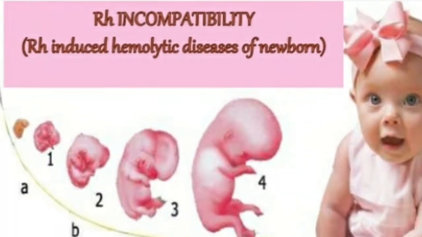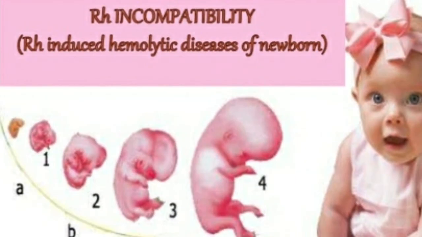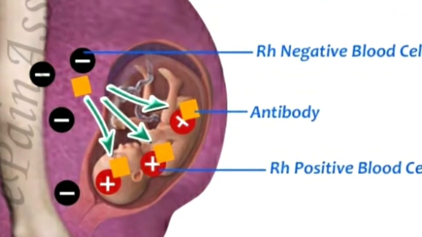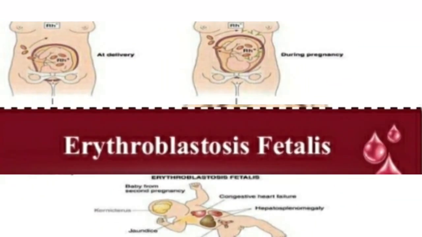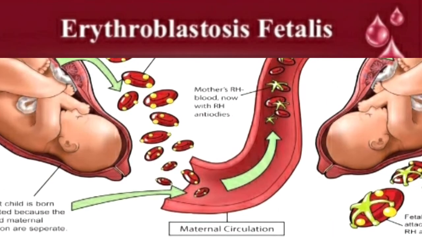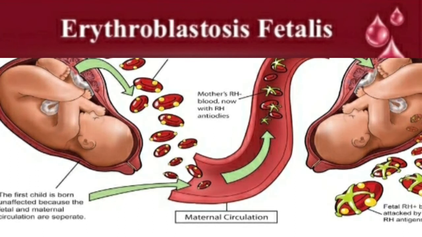This Rh factor leads to a disease in the fetus and newborn. We call it hemolytic disease, which is characterized by abnormal hemolysis of RBCs. It is due to Rh incompatibility, that is the difference between the Rh blood group of the mother and the baby. Hemolytic disease leads to erythroblastosis fetalis. Clear, children? Erythroblastosis fetalis is a disorder in the fetus characterized by the presence of erythroblasts in blood.